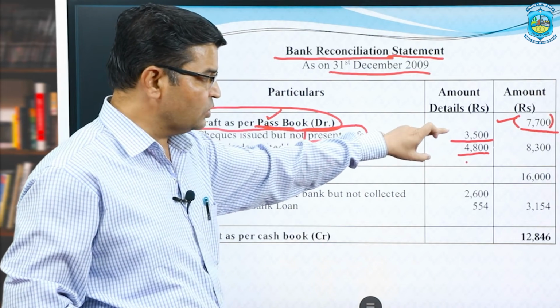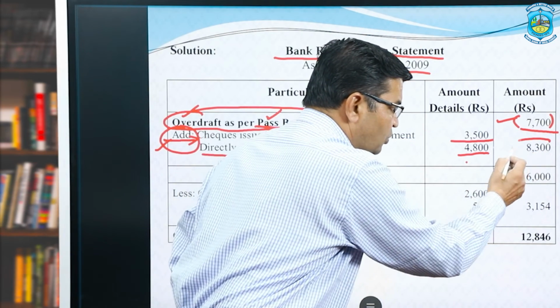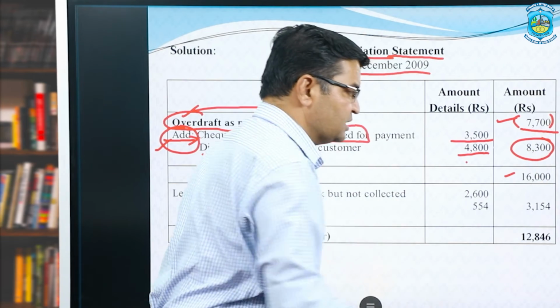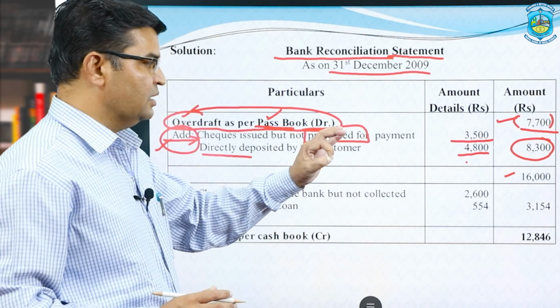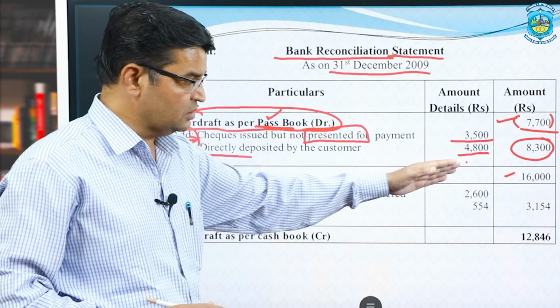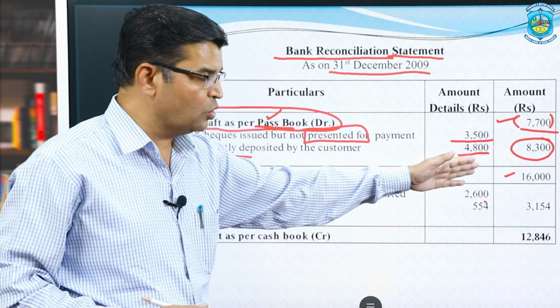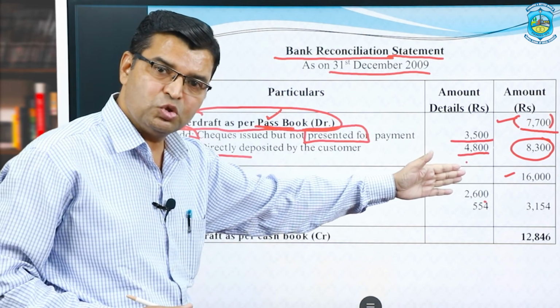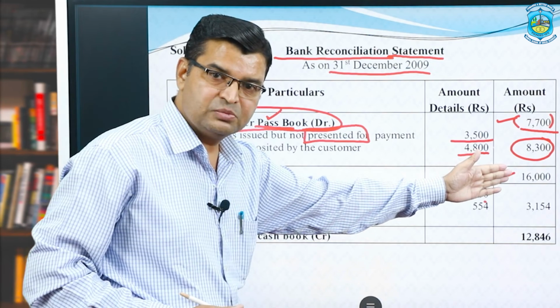So total 3,500 and 4,800, total this 8,300 rupees has been added, and the total is 16,000 rupees. So right now we can say total 16,000 rupees is being shown over here, that is positive, because no figure means no sign has been shown over here. So ultimately it will be understood as positive.